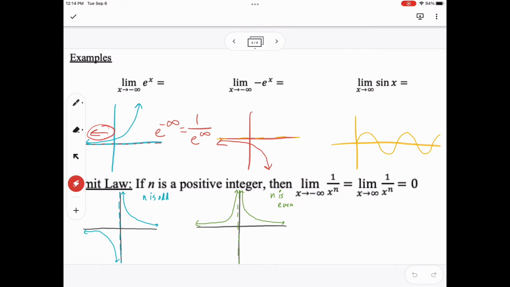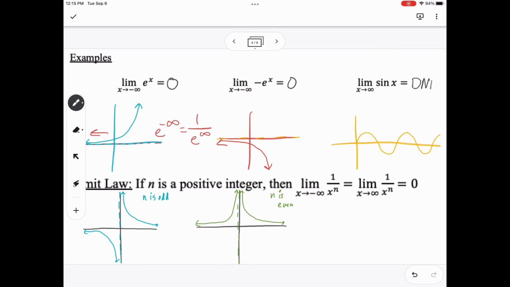If I'm looking at the limit of e to the x as we approach negative infinity, it looks like we're going to 0 because the value of that exponential function is getting smaller and smaller and heading towards that horizontal asymptote of 0. Same thing with the limit of negative e to the x as x approaches negative infinity. But with trig functions like sine and cosine, you're never approaching anything. You're always oscillating between 1 and negative 1, so it's undefined.